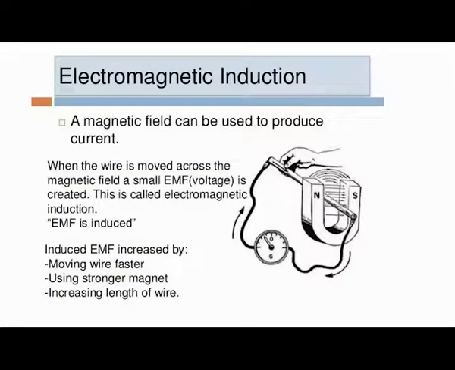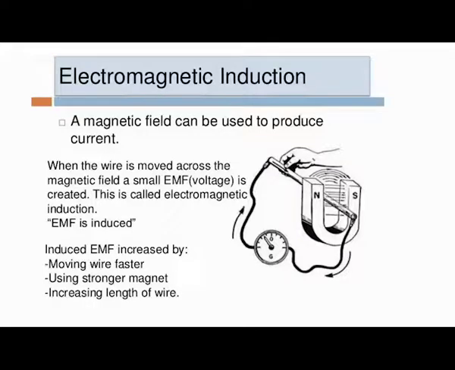Then we move to the next topic. It's part of electricity and magnetism. So we start with electromagnetic induction. First, we have to define what it is. In short, electromagnetic induction is a process of producing electricity from magnetism.